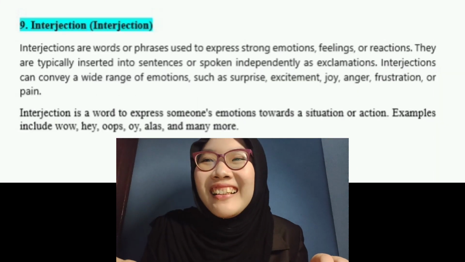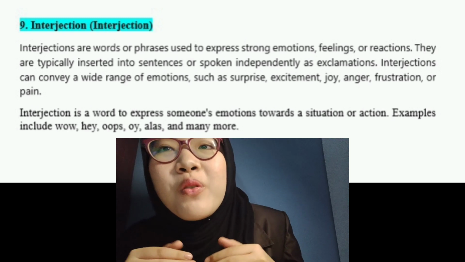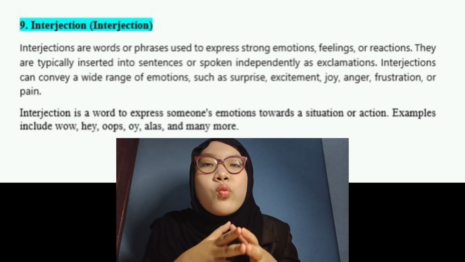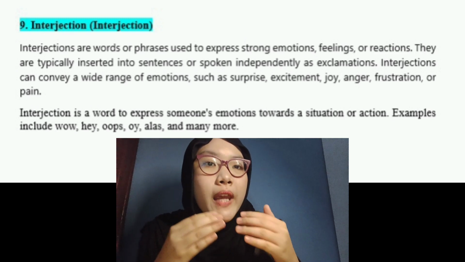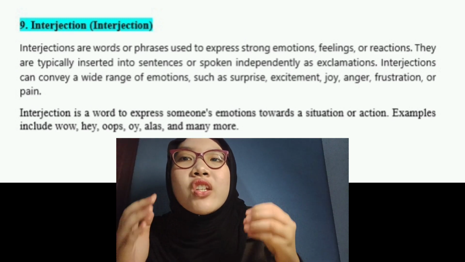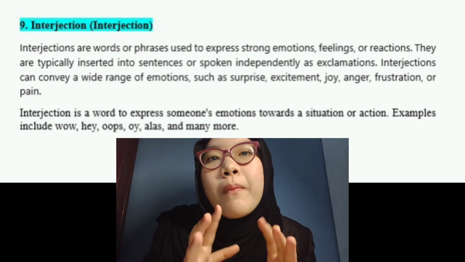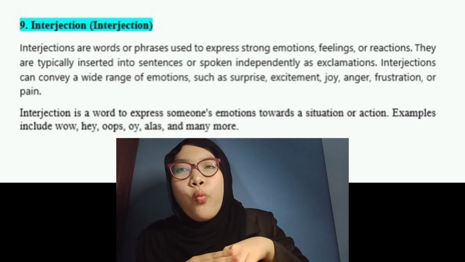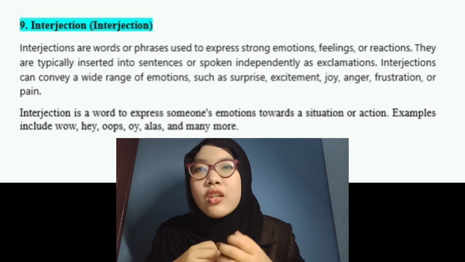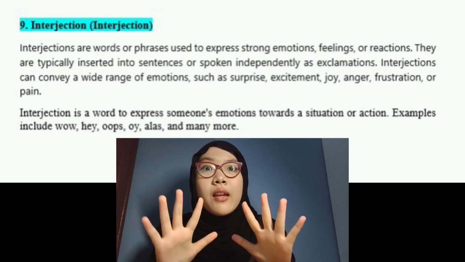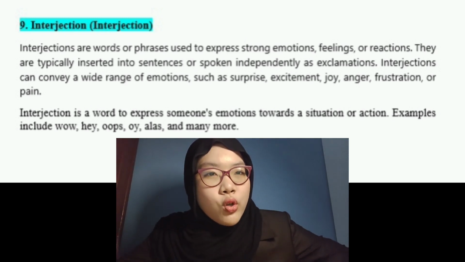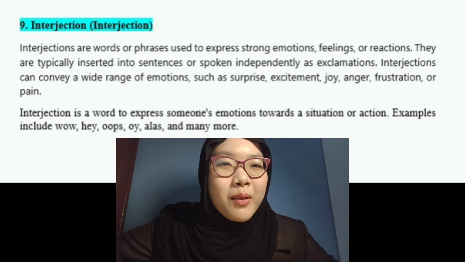So the next one is about interjection. Words or phrases that are used to express strong emotions, feelings, or reactions. They are typically inserted into sentences or spoken independently as exclamations. Interjections can convey a wide range of emotions such as surprise, excitement, joy, anger.